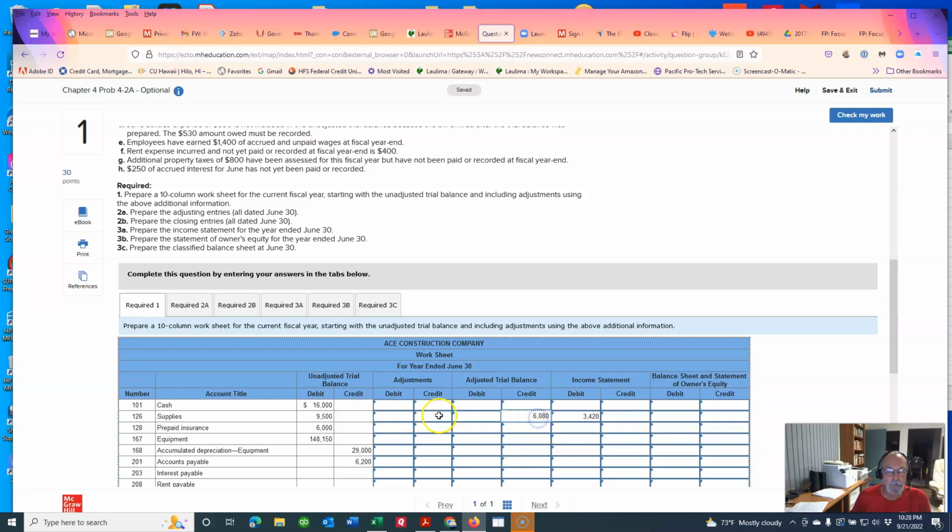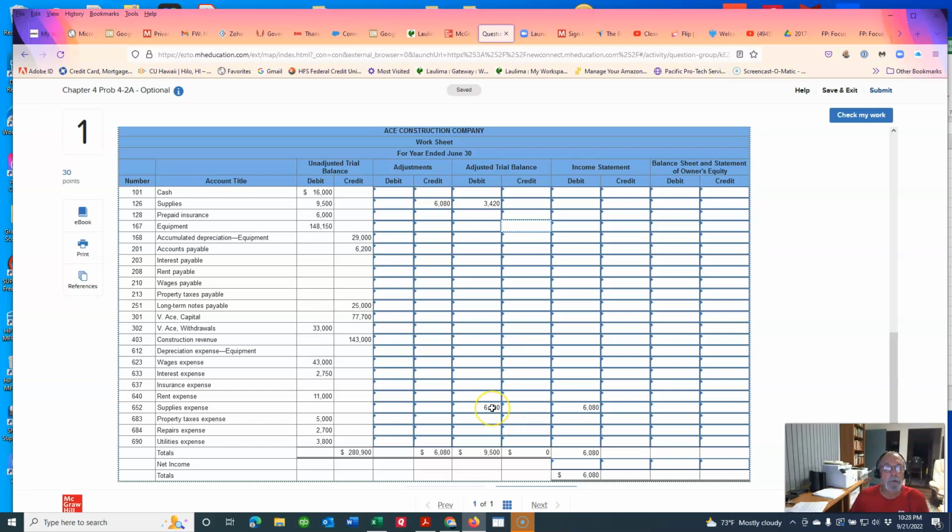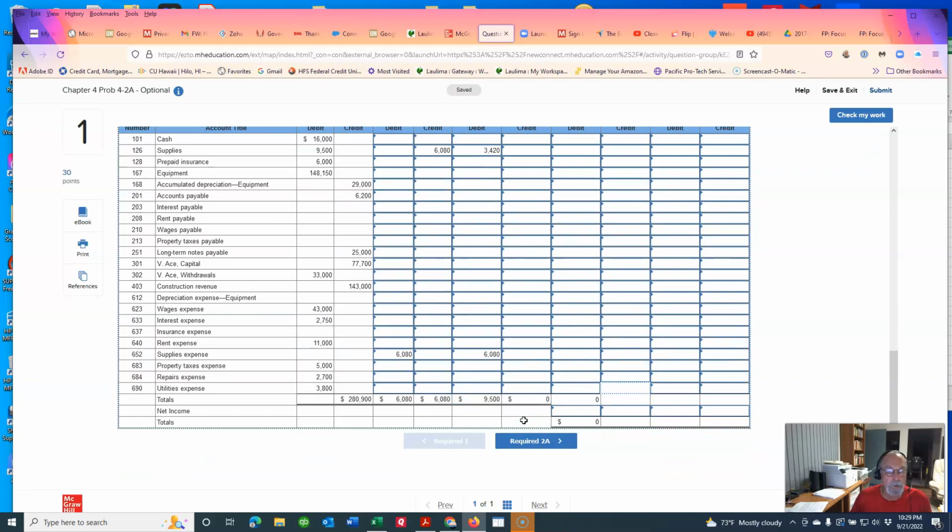Guess what? I put those up here in the wrong column. It should be 6080, and this 3420 should be in this column, and so I used the wrong columns there. That's better. Adjusted trial balance, debit balance in supplies 3420, and I did the same thing here. The adjustment is debit of 6080, and the adjusted trial balance in supplies expense after the adjustment is 6080. Sorry, not in this column. Okay.